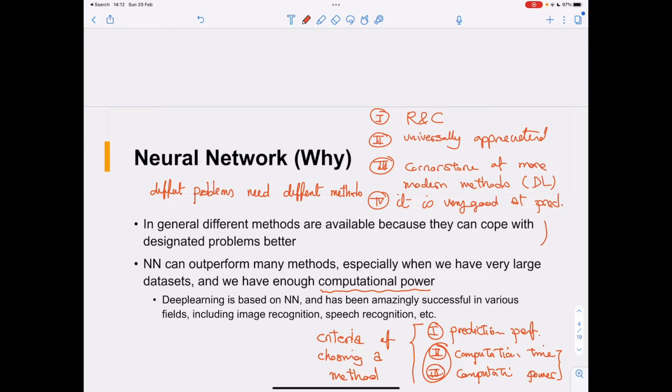If you want a method that can be trained and used for prediction in a fraction of a second, probably deep learning methods or neural networks are not one of your choices, because, as we are going to see very shortly, neural networks have many hyperparameters compared to something way simpler like a decision tree.